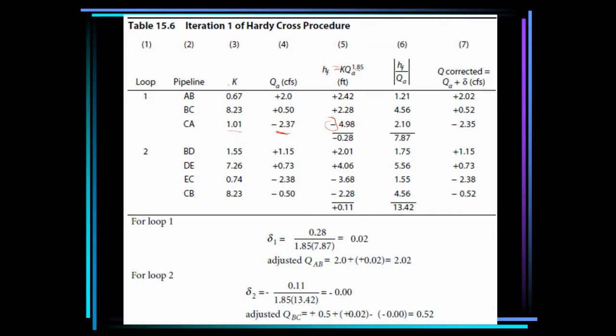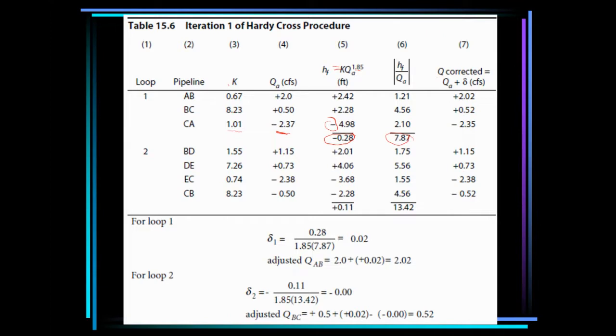Okay. So now HF over Q is an absolute value, so we remove the negative sign. That's why here this one is not negative, because we use the absolute value in this case. Okay. And here we sum everything up using the algebraic summation. And here we sum everything up as well. And then this is the corrected Q, which is Q plus delta.